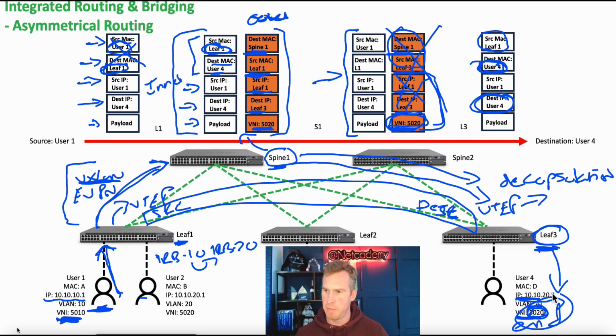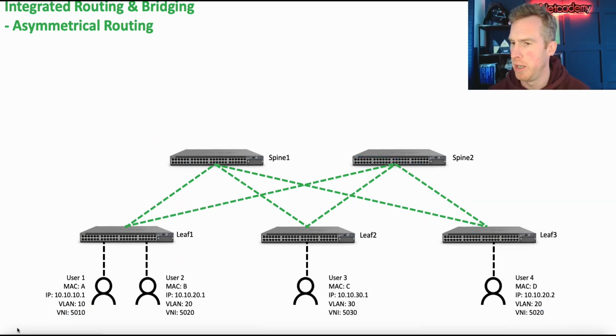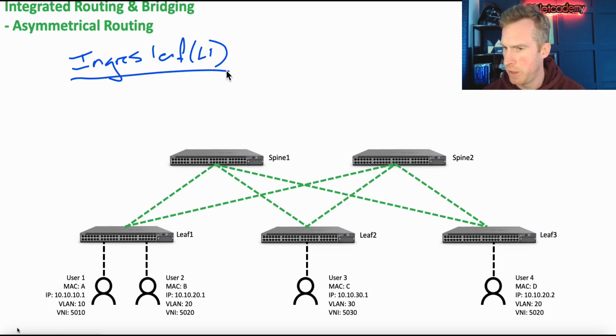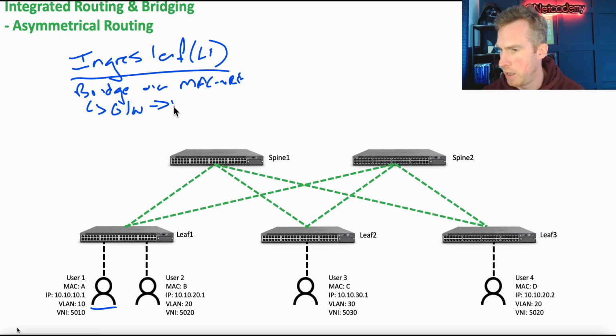That is asymmetrical routing. But if I was to summarize, just in quick summary, first the ingress leaf. If we look at it from the ingress leaf perspective, so that will be leaf 1. First, when it receives user 1's traffic, it's going to bridge via the MAC-VRF that the user 1 is located in up to that gateway. The gateway is the IRB.10 interface.